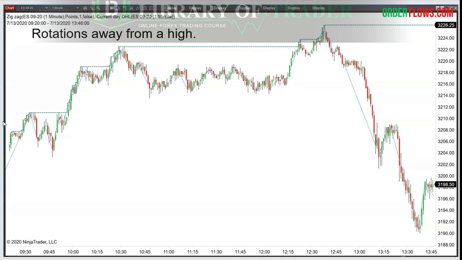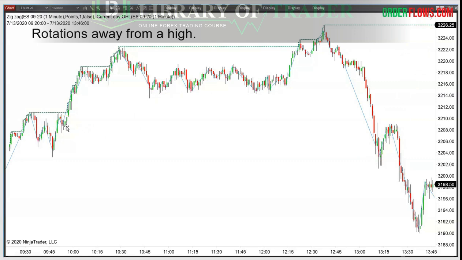So, let's take a look. So, rotations away from a high. The markets often get to a point where, here you can see a rotation. This rotation is about 20 points, 3220 down to 3202. With such a big rotation like that, it's going to be very, very difficult for the market to rotate back up to the high. Right now, you can't have a big rotation.